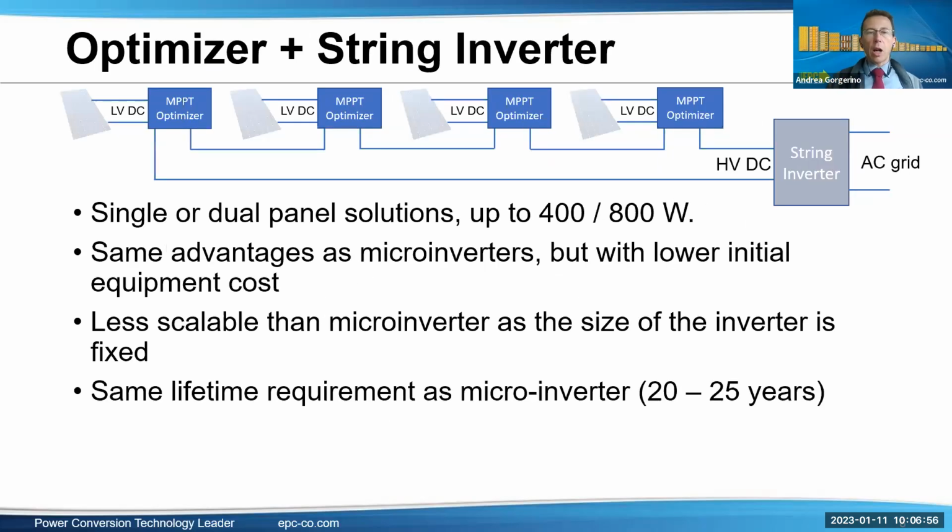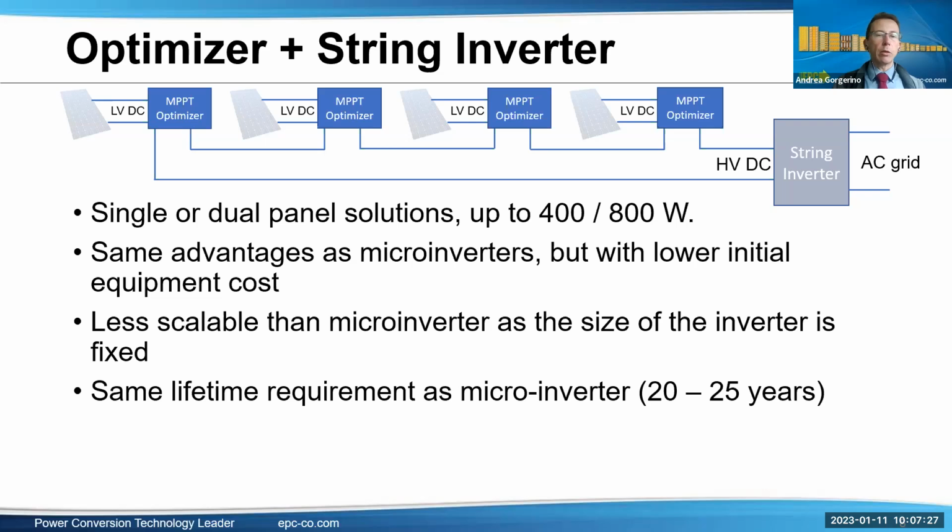The final one was the optimizer plus string inverters, kind of a combination of the two. Typically, you find single or dual panel solutions, which means in the 400 to 800 watt range. It has similar advantages to the microinverter we just saw, like the optimum MPPT done at the panel level, of course, as well as the monitoring. But it has lower initial equipment cost. This is simply a DC-DC converter. It's a simpler, cheaper power electronic system.